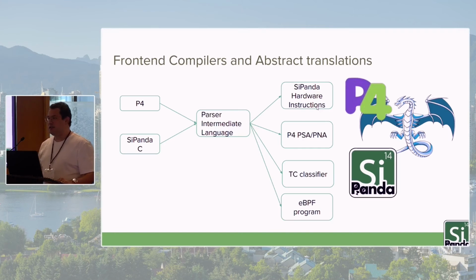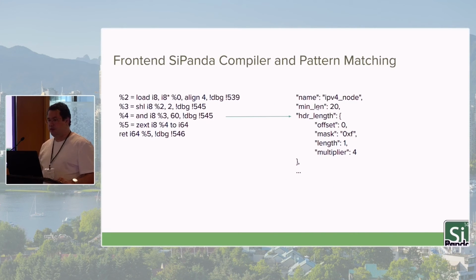And this parser intermediate language and our framework for backends, front-end and backend, is easily extendable to other kinds of end results that we want for different kinds of workloads and hardware accelerations. So this is one of the pattern matchings, for example, that we do on the front-end SciPanda compiler, which transforms C code and LLVM intermediate representations to actual declarative information.